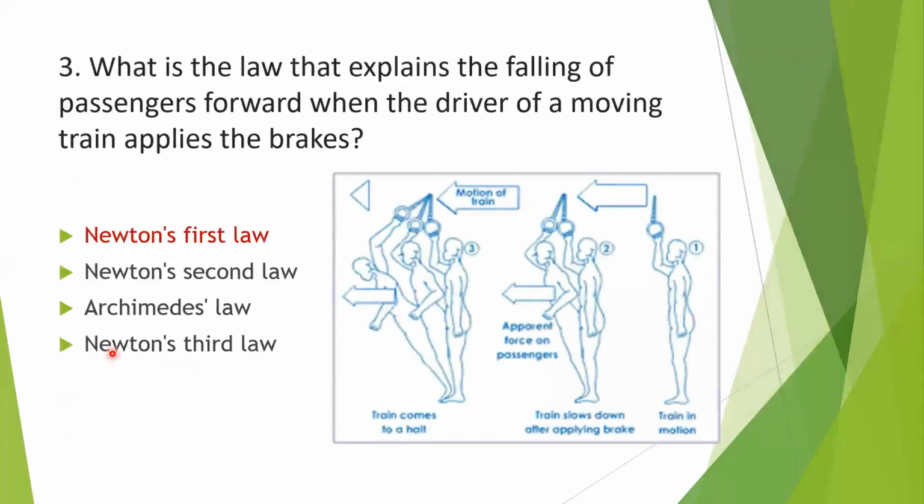Question number 3. What is the law that explains the falling of passengers forward when the driver of a moving train applies the brake? Here, this is actually an incident which we all have faced. In figure 1, figure 2 and figure 3, this shows you a man who is in a train and the train is in motion. In the second one, the train applies the brake at once and the train comes to a stop. Here, the passenger, the man, is falling forward.